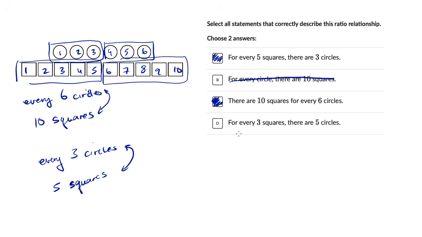So this last one should be wrong, but let's just double check. For every 3 squares, there are 5 circles. So this is tempting because I see that 3 and 5 there, but it's swapped around. We said for every 3 circles, there are 5 squares. So that's why we would not pick this last choice. But we're done. Choices A and C.